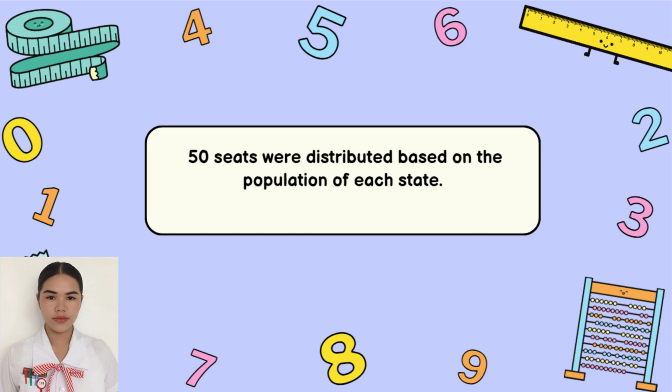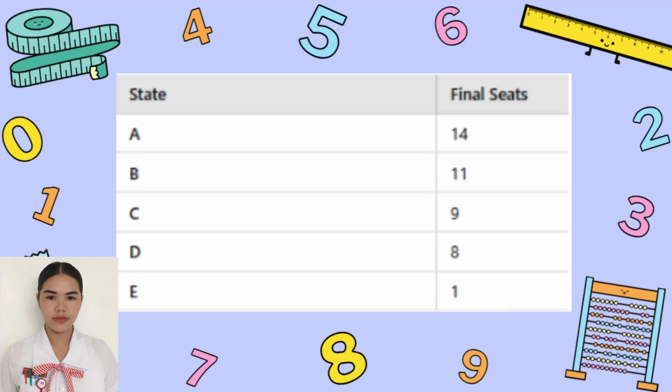After applying the Huntington-Hill method, the 50 seats were distributed based on the population of each state. The state with the highest population, which is State A, gets the most seats, 14 seats, followed by State B with 11 seats. State C and D were also fairly represented with 9 and 8 seats, while State E, having the smallest population, received 1 seat to ensure it still had representation.